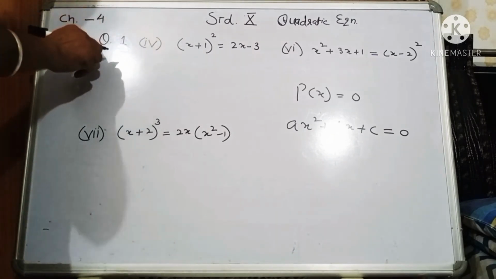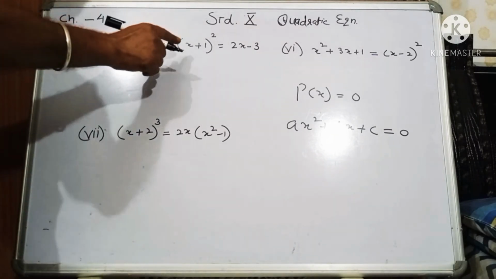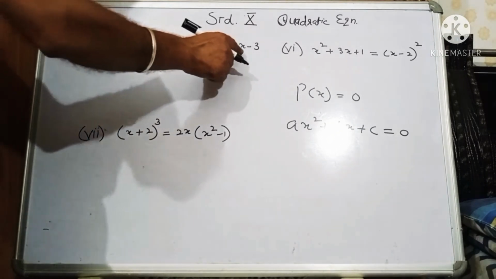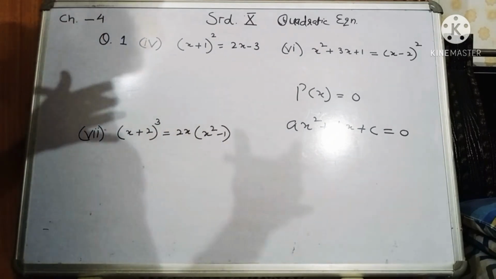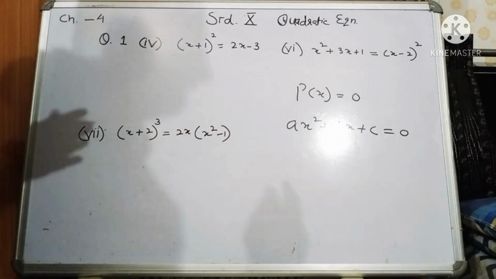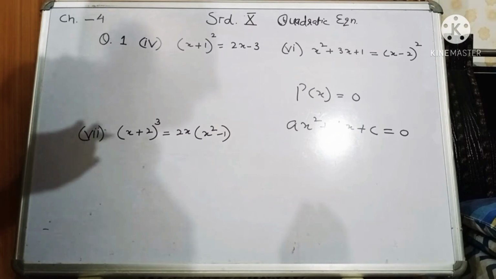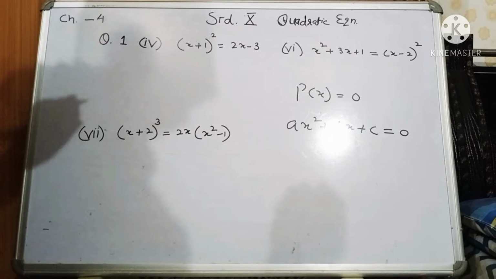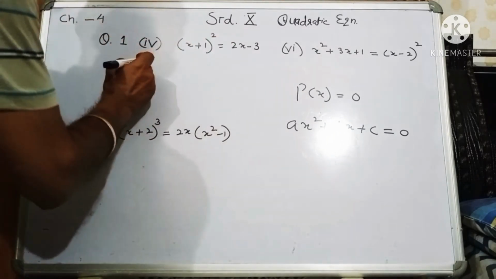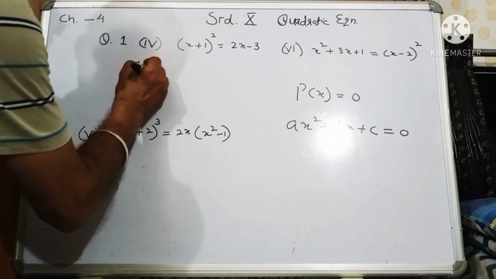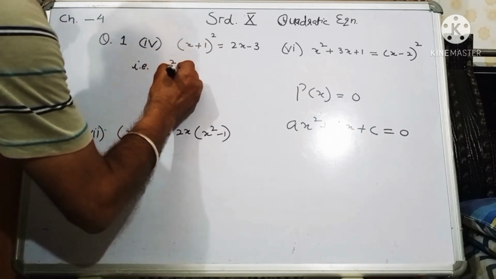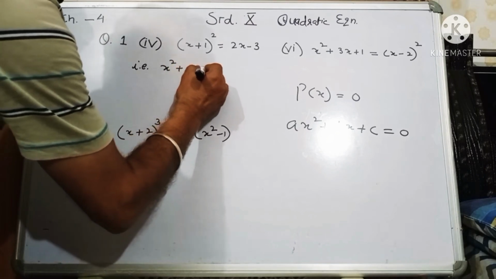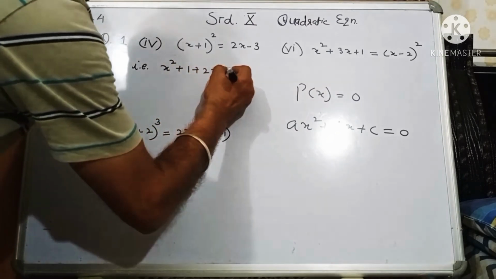Just see question number 1 part 4. (x plus 1) the whole square is equal to 2x minus 3. Just by seeing it you can't conclude. First of all we will simplify it, rewrite it, and then in the end we will see whether it is a quadratic equation or not. We will expand (x plus 1) the whole square by the formula a square plus b square plus 2ab, is equal to 2x minus 3.